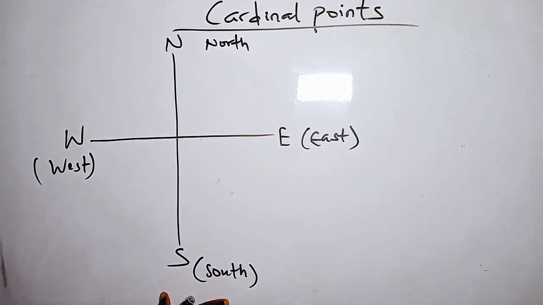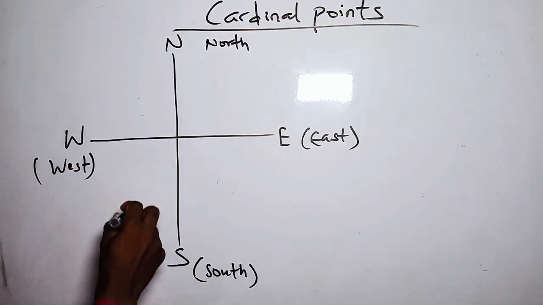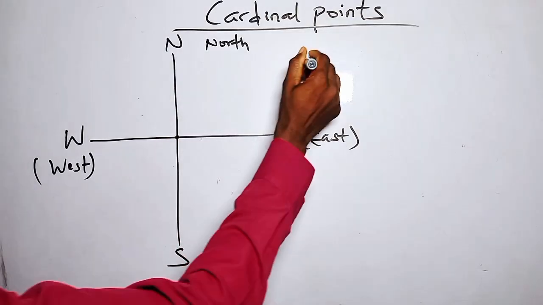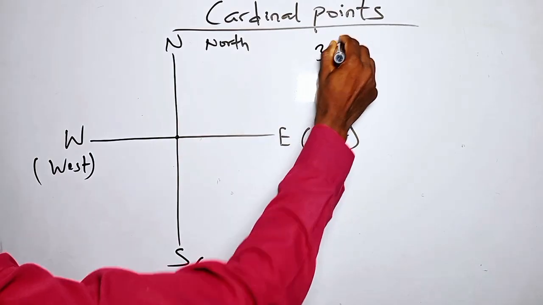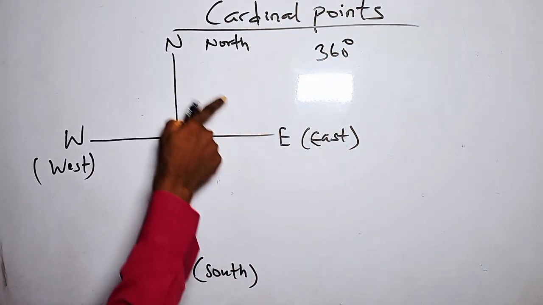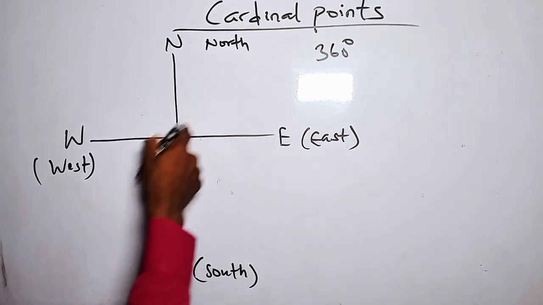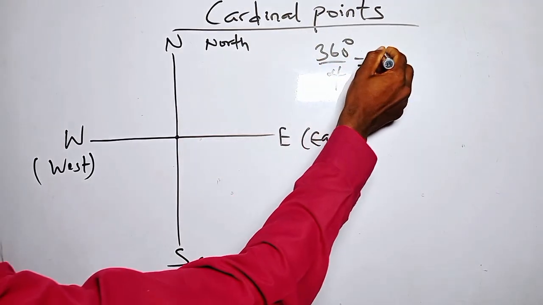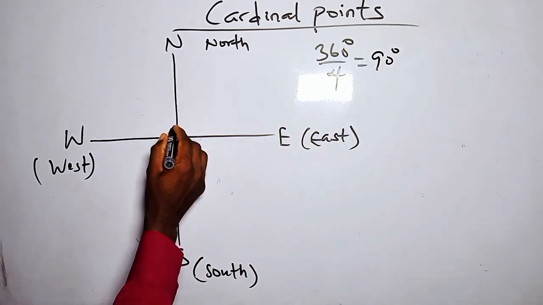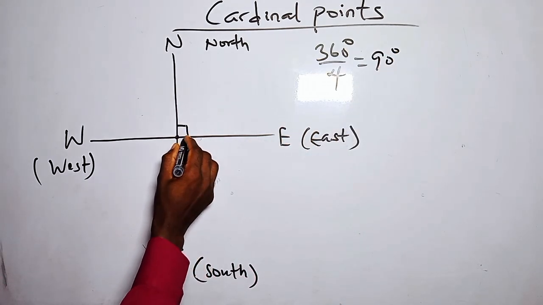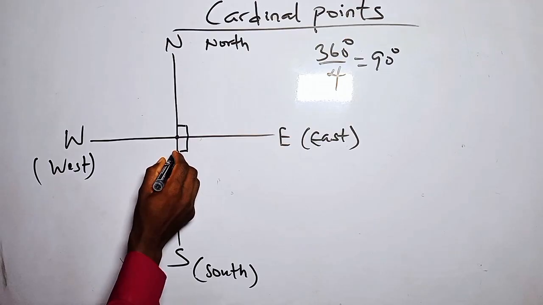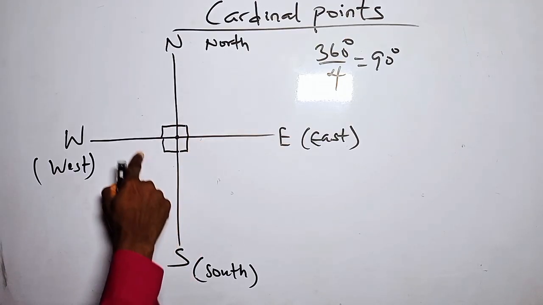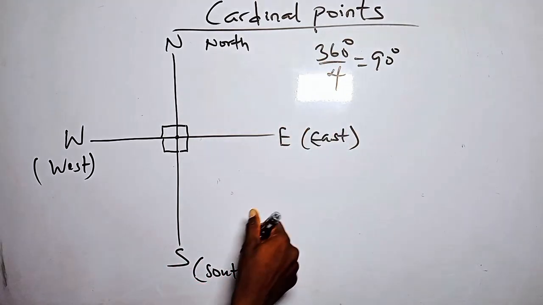So these are primary directions, and the primary directions divide the angle at the point. You know, the angle at a point is 360 degrees. So the primary directions divide this angle into 4. When this is divided by 4, we have 90 degrees each. So that means the size of each angle is 90. This is 90, this is 90, this is 90. So when we add these 4 angles together, we have 360.